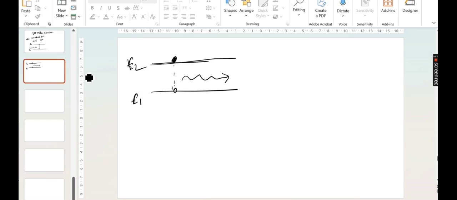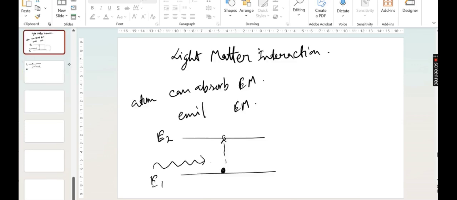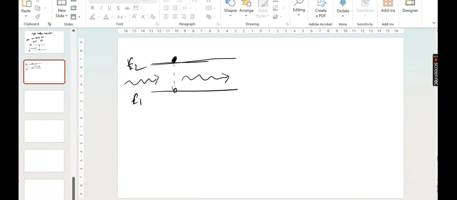So the stimulated emission is when, after absorbing electromagnetic radiation, the atom is in E2, then another electromagnetic radiation comes, and due to this, the atom makes a transition and emits an electromagnetic radiation which has the same frequency. That is stimulated radiation emission. So it was proposed by Einstein in 1917. And from that, Einstein also gave us coefficients.